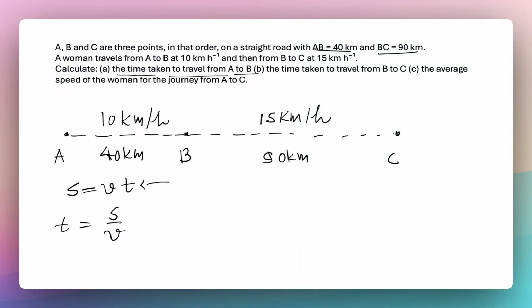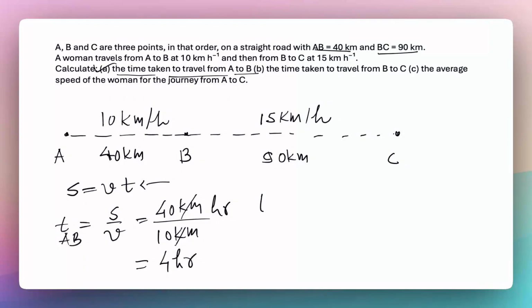We have to ensure that S and V are in the same unit, which happens to be the case here. S here is 40 kilometers and the V here is 10 kilometers per hour. So the hour will go upstairs and this will cut and this will give us 4 hours. Okay, so the time to travel from A to B is 4 hours. That will be our answer for number 1. The time taken to travel from B to C, very similarly we can do that. Time to travel from B to C, the distance is 90 kilometers divided by 15 kilometers per hour.